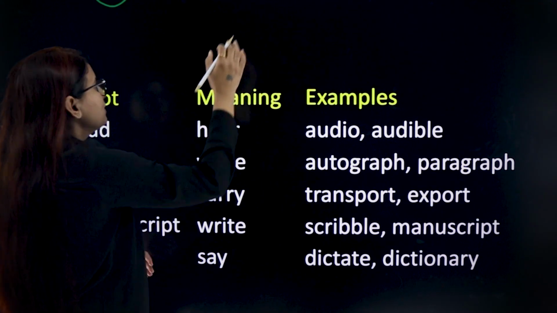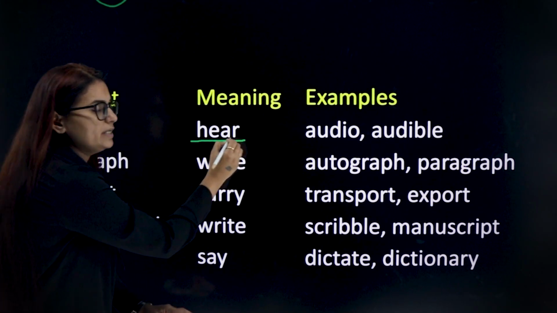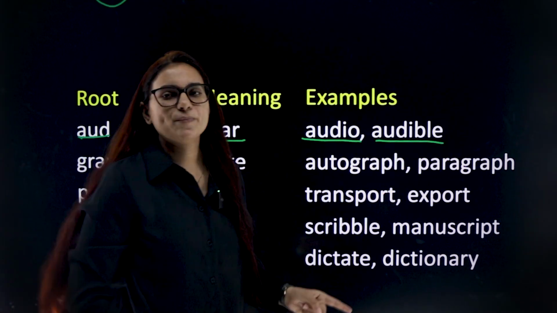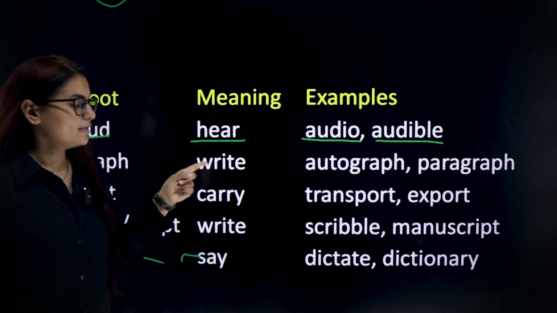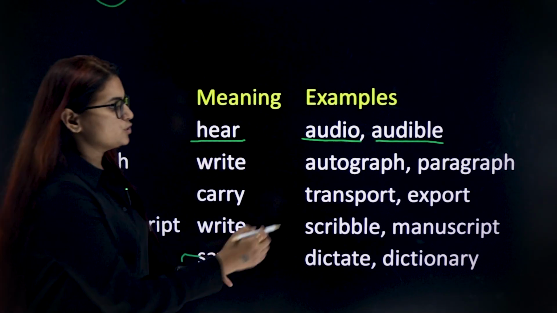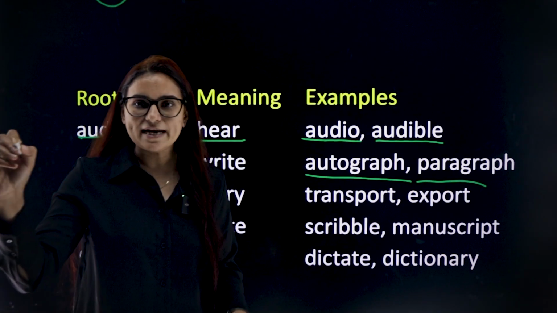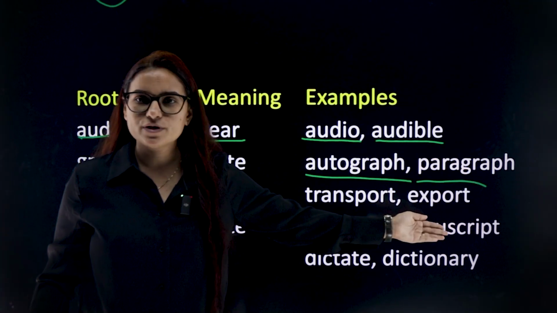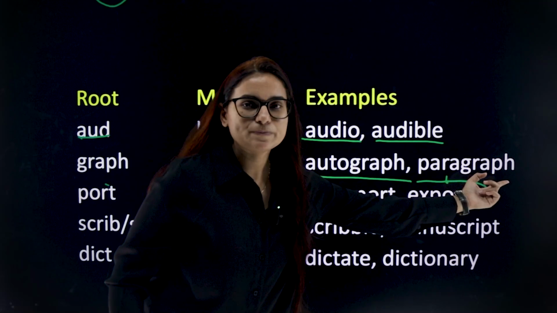Wonderful. So the first root we had was aud. Aud was related to hear, and the examples are audio and audible. Audio and audible, both are related to aud. Then we have graph. The words are autograph and paragraph. Autograph, you're writing your signature or you are actually signing it. Then you have paragraph, you write a big paragraph.